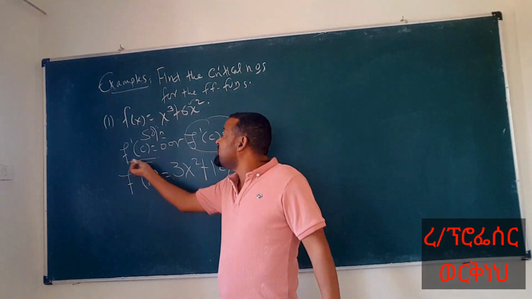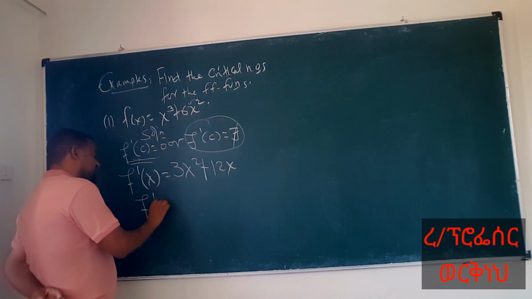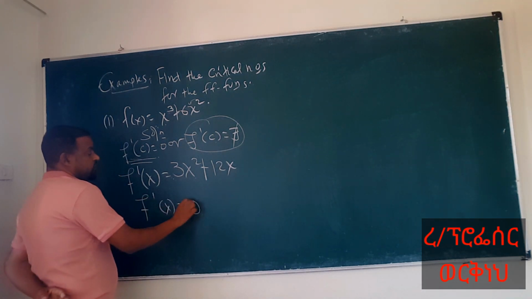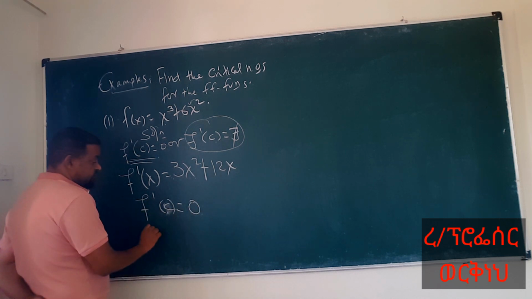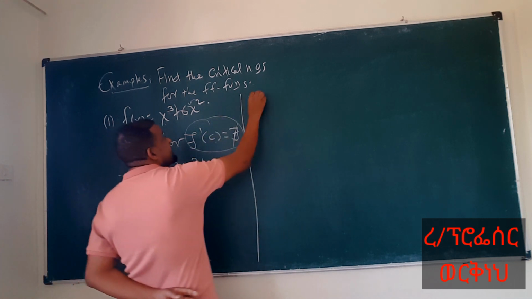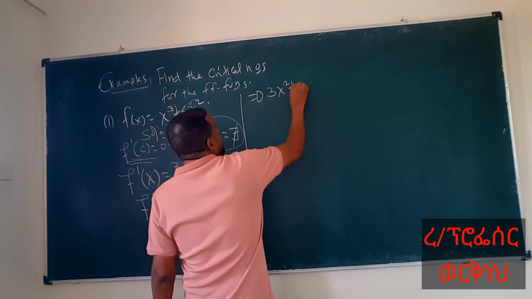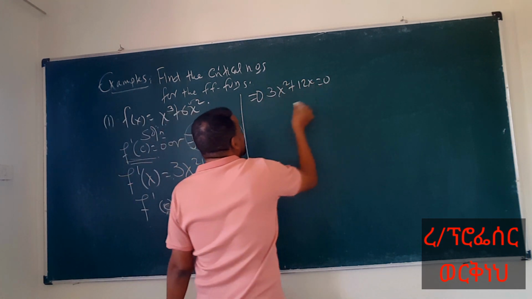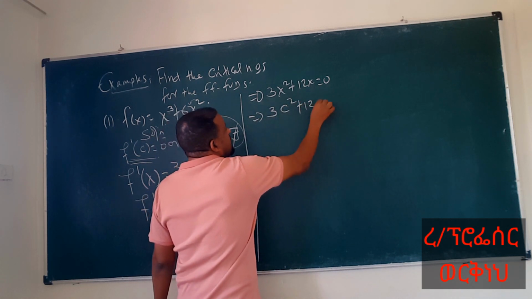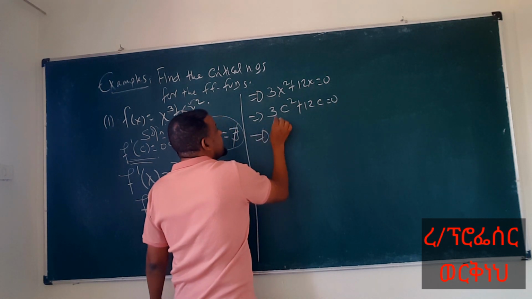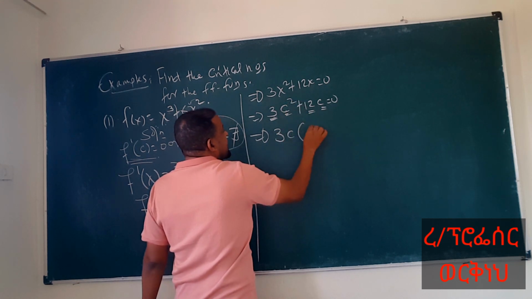So which one do we use? We look for the numbers that make the first derivative 0. So the first derivative at c is equal to 0, which implies 3c squared plus 12c is equal to 0. What's common? 3 is common, c is common, so 3c is common. What remains here?